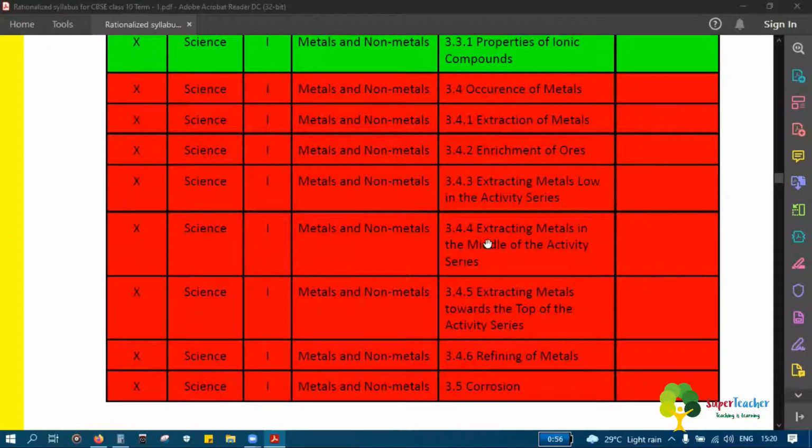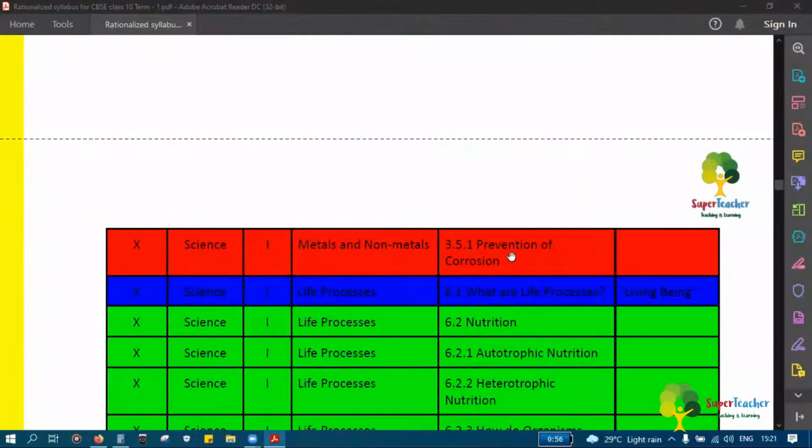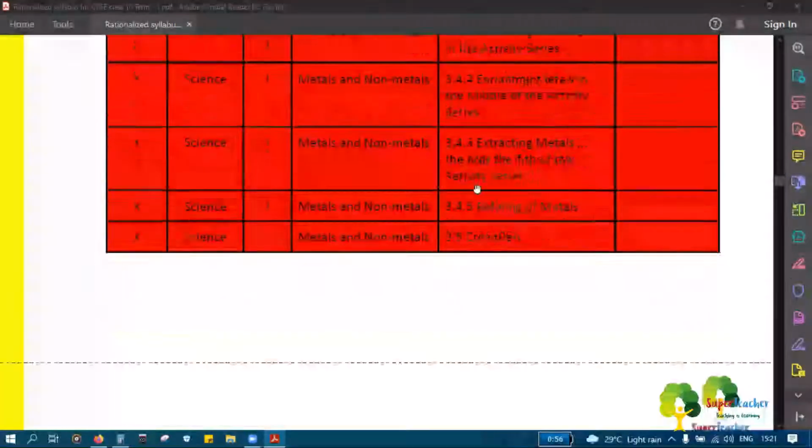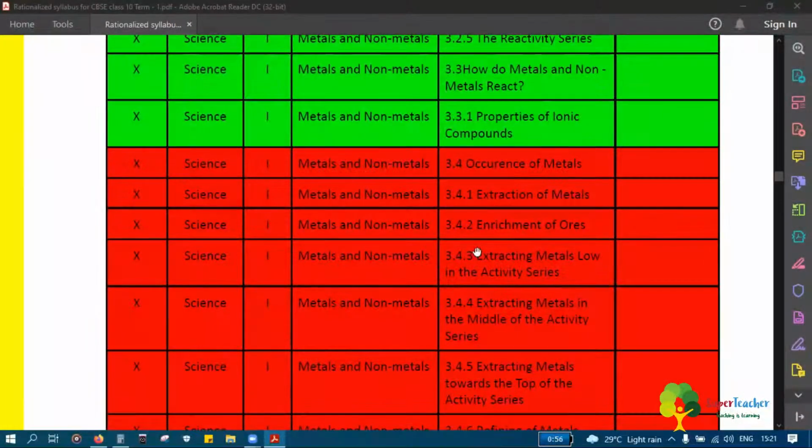For chemistry, when it comes to term 1 of CBSE 10th grade science, next, extraction of metals in the middle of the activity series, extraction of metals towards the top of the activity series, refining of metals, corrosion, and prevention of corrosion, all these are actually removed. So all these 3.4 and 3.5 concepts are totally removed from metals and non-metals.